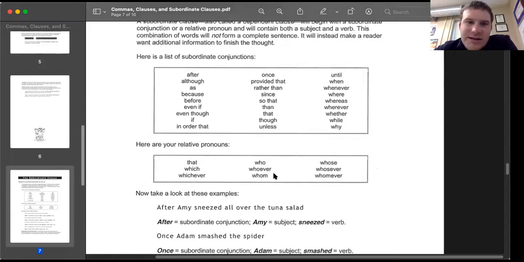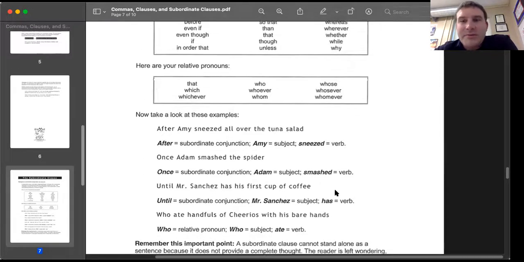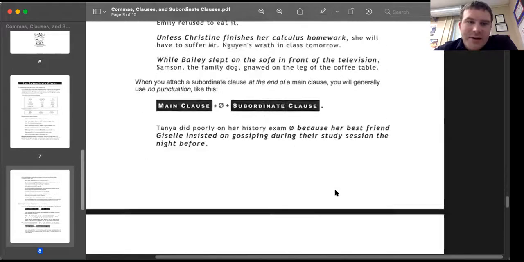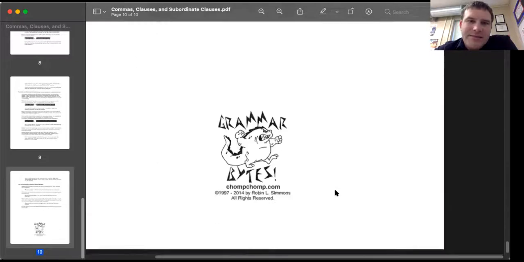Once again, here are all of the conjunctions. Here are some relative pronouns that also work as subordinate clauses or subordinating conjunctions sometimes. And it just provides you with more and more examples that you can go with for this.